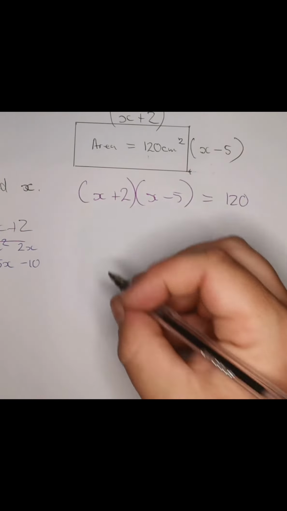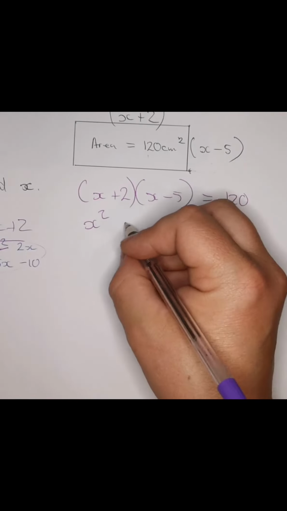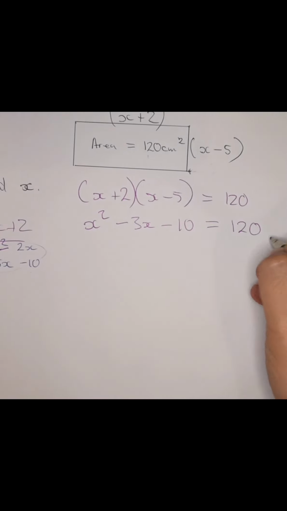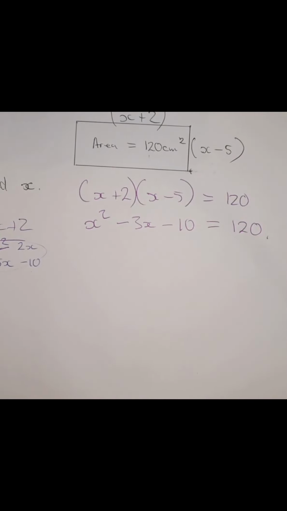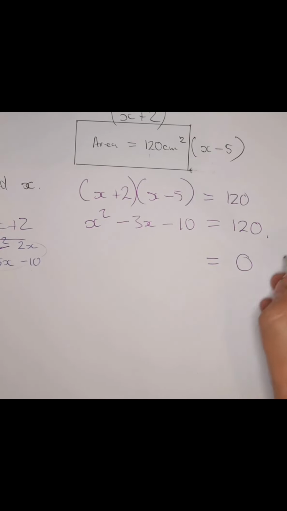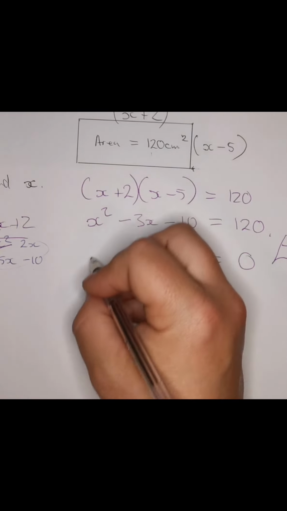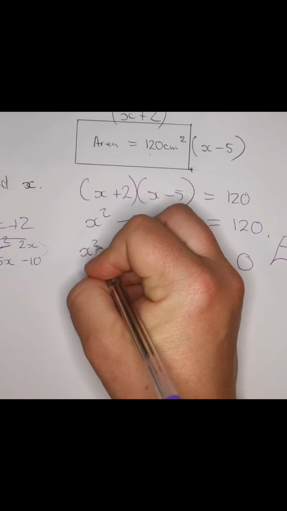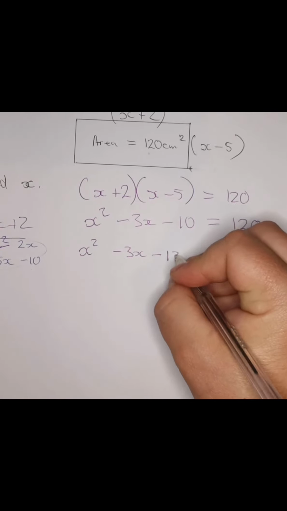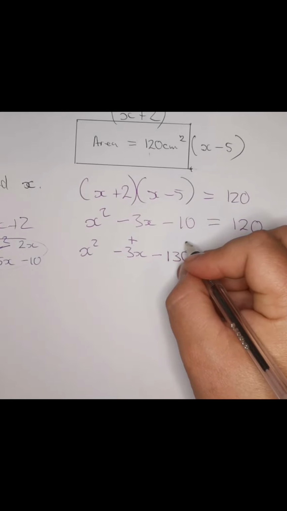So if I put all that together, I've got x squared from there. Minus 5x add 2x would be minus 3x. Take away 10 equals 120. If I want to solve this, it'd be nice if I could factorise it. If I want to factorise it, I need to have it equal to 0. So the way I'm going to have that equal to 0 is to take away 120 from both sides. So if I take away 120 from both sides, I'll have x squared minus 3x minus 10 take away 120 is minus 130. So if I'm factorising this, I want two things to add to minus 3 and times to make minus 130.